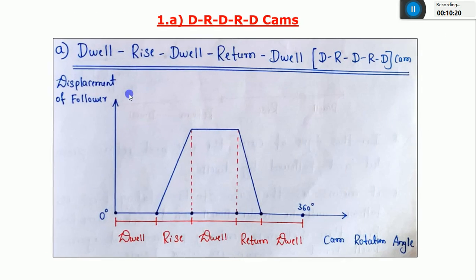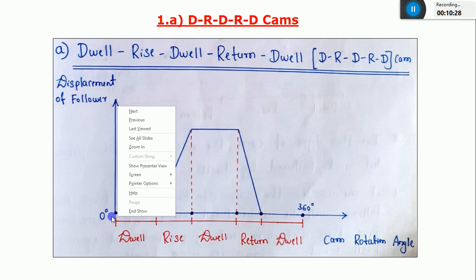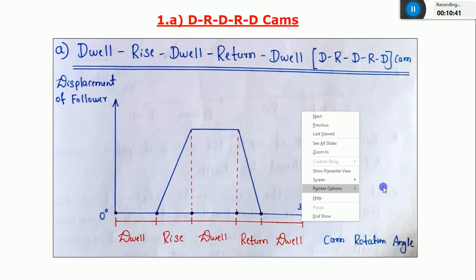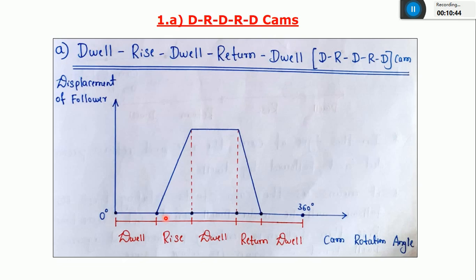If the displacement of the follower is in the form of a dwell, it means initially, whenever the angle is 0 degree. For example, the total angle is 360. I'll consider the first 30 degrees of cam rotation. During the first 30 degrees of cam rotation, there is no movement of the follower. You can see the distance traveled by the follower is 0. Whenever the cam is rotating from 0 to 30, there is no movement of the follower.